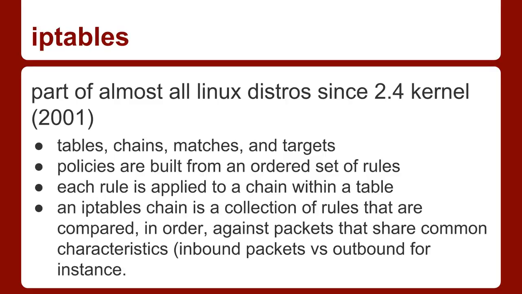So iptables has been part of Linux since the 2.4 kernel. Like I said, there's tables, chains, and then there's basically matches. So basically, there's rules, and if something matches, it kicks in, and the target is enacted. Policies are built from an ordered set of rules, and it's a linear list. It just starts from the top for each packet and goes down. So if you want to prioritize something, you just put it above the other thing you want it to take precedence over. Each rule is applied to a chain within a table, and obviously where the packet is going dictates the chain.